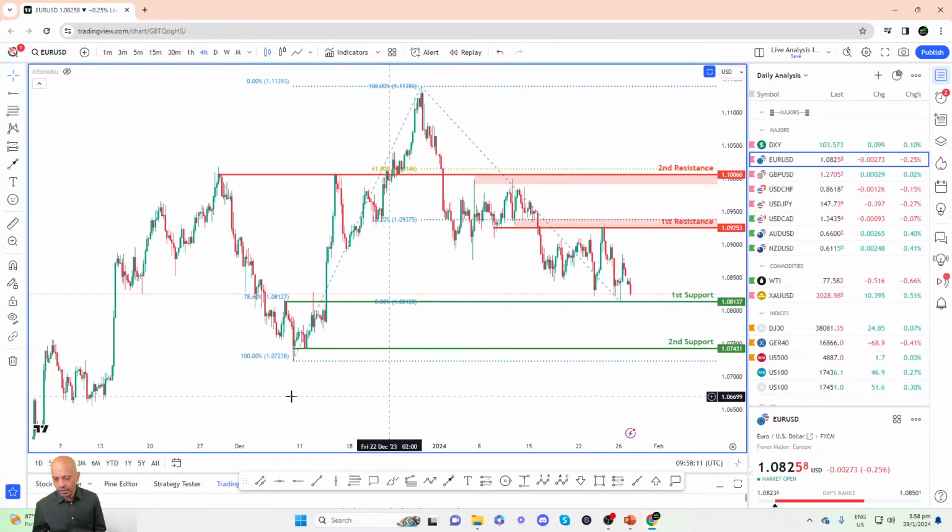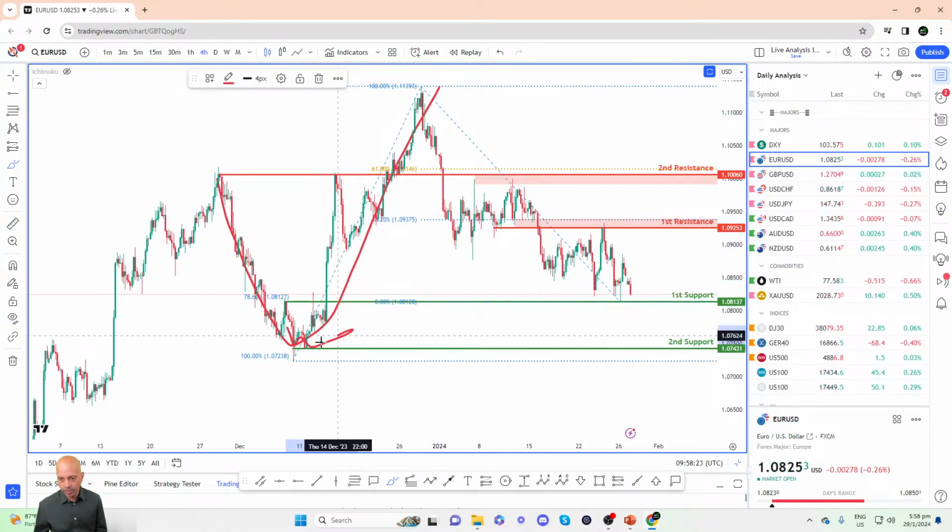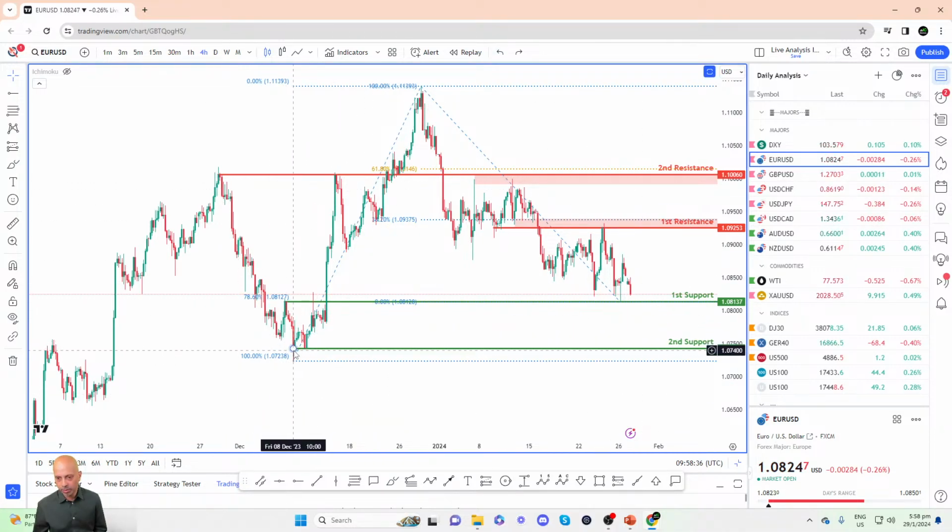All right, moving a little bit lower, right, we can see that this is a very significant swing low that occurred on 8th of December and 11th of December. You can even argue that this was a double bottom here before price bounced higher. So clearly this is a very strong support zone for price, and hence we've identified the second support at 1.0743, which is this swing low support here.